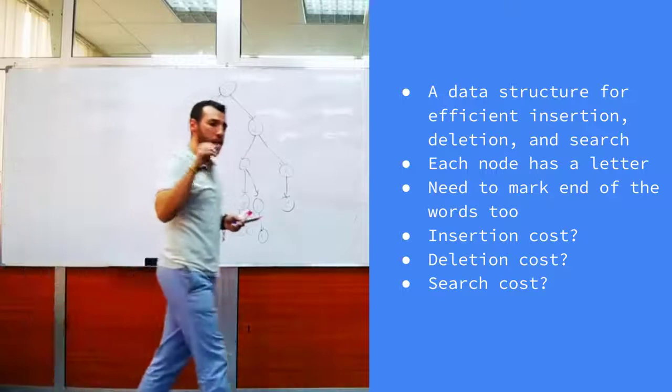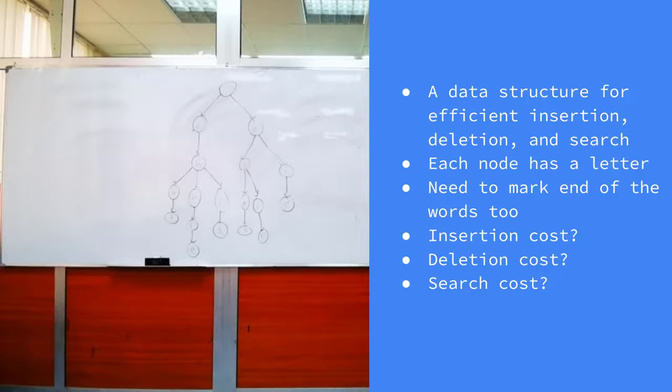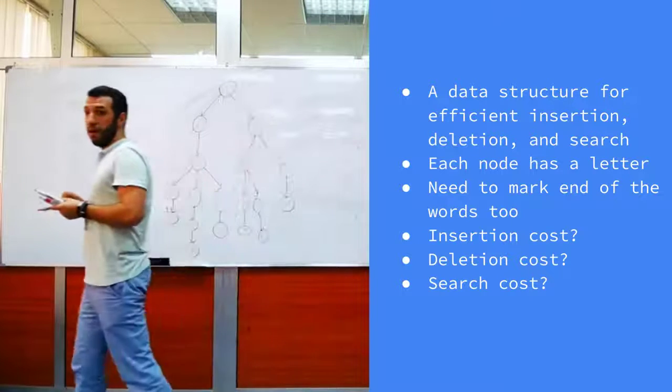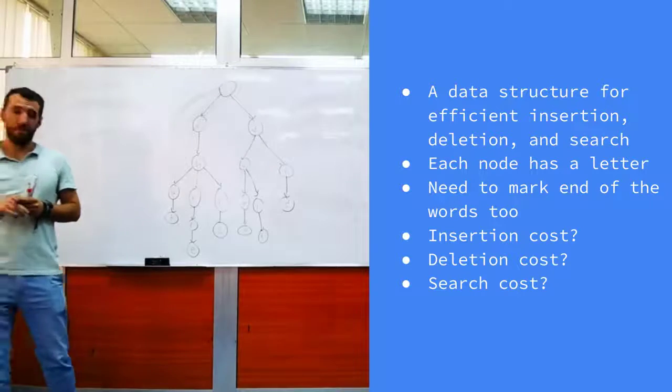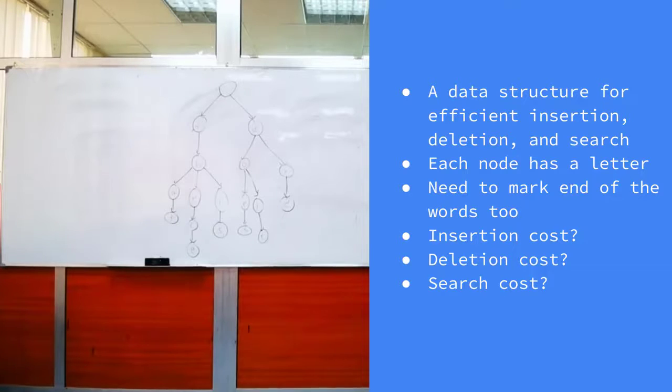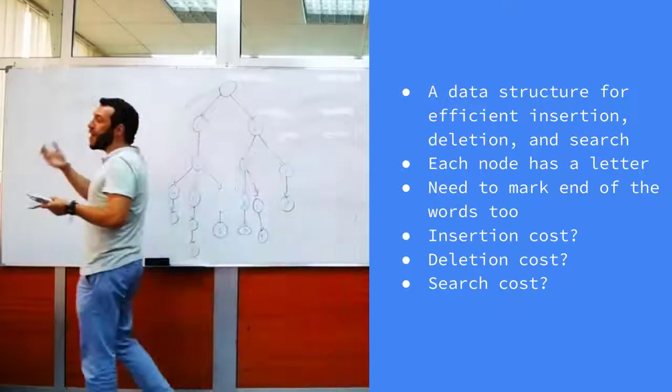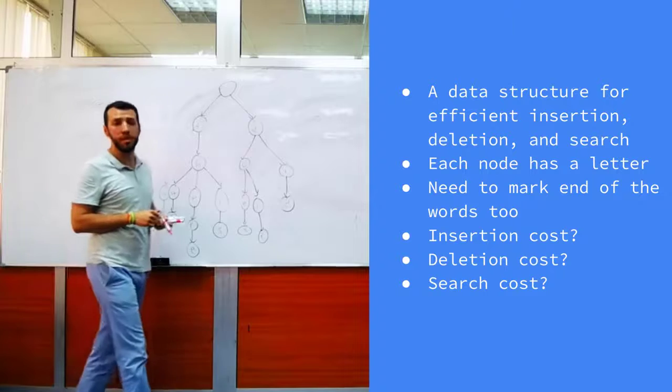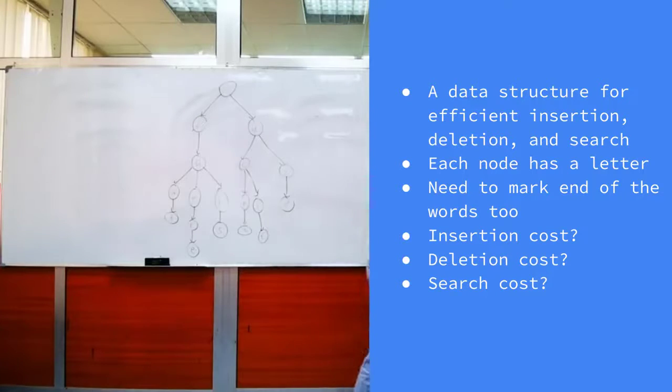So now the question is, what is going to be the insertion cost? Let's say I want to insert a new word with length L. What is going to be my insertion cost? L. Right? So now let's compare it with some other efficient data structures we have seen so far. Which data structures are very efficient? Let's say we are trying to insert this to a very well-balanced binary search tree. How much cost would it take to insert a word with length L? Let's say there are already n words in the tree.